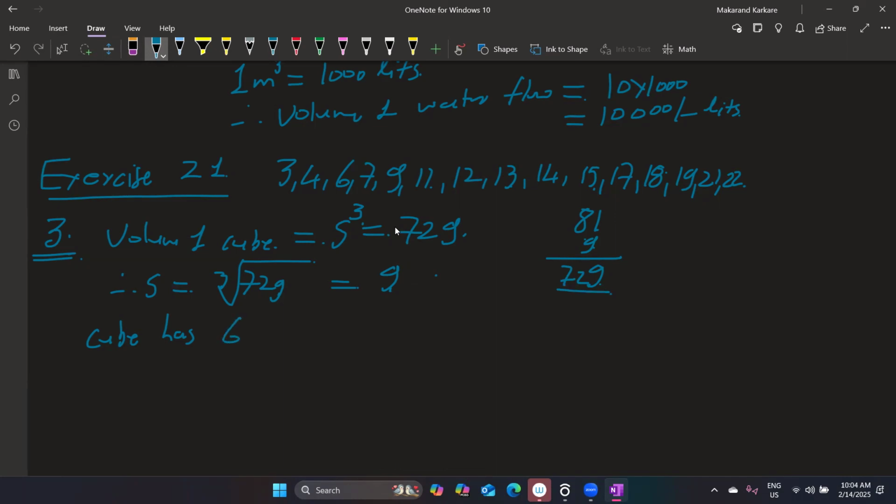So cube has 6 surfaces with side S. Therefore, total surface area is going to be 6 into 9 square, which is... what are the units? Centimeter square.